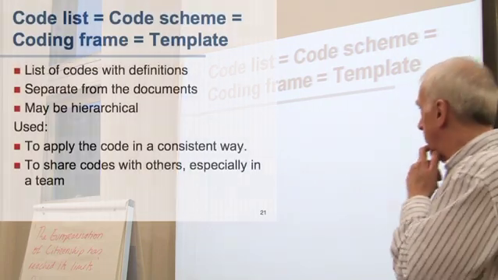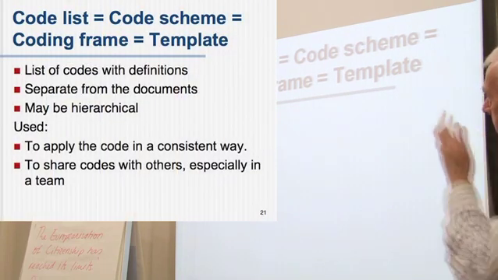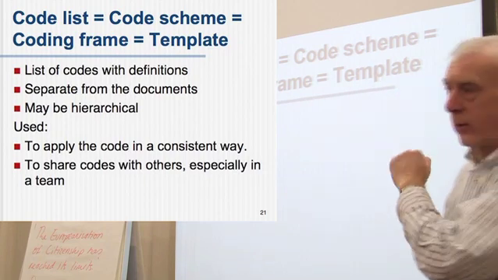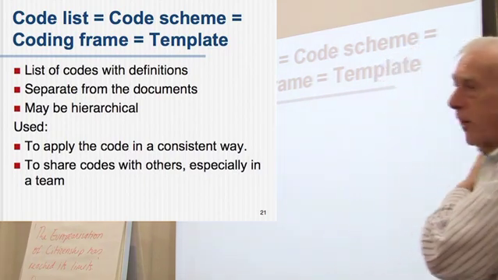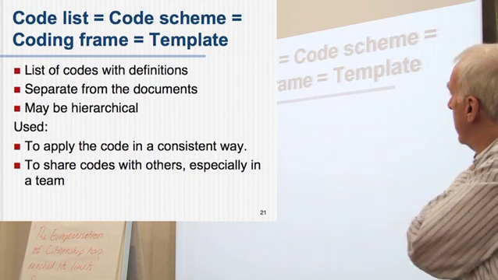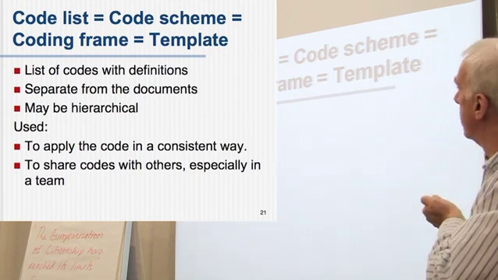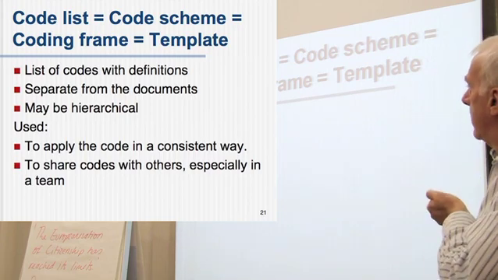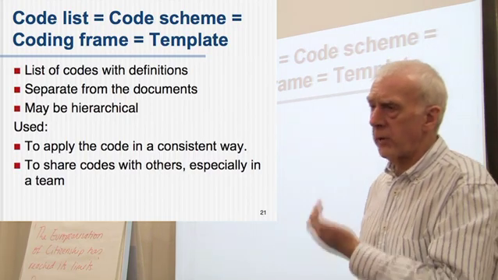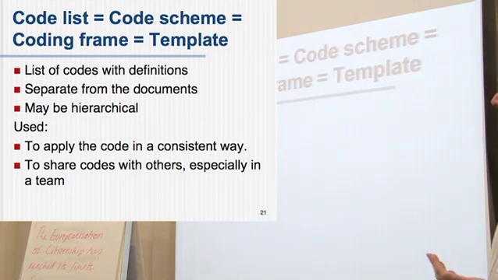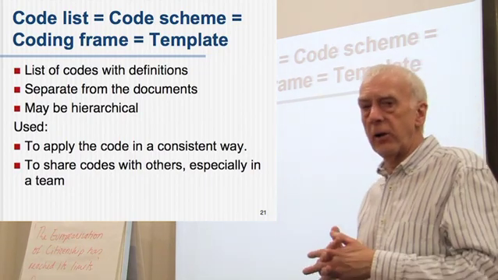Okay, a few more words about the coding frame or the code list. There are four different terms used here, and I'm using them interchangeably and not making a big distinction between them. Obviously, template analysis talks about the template, that is a coding list or a coding frame, coding scheme. The term coding frame is sometimes used in quantitative work as well, so that's slightly confusing, but nevertheless, people use these terms interchangeably without realising.